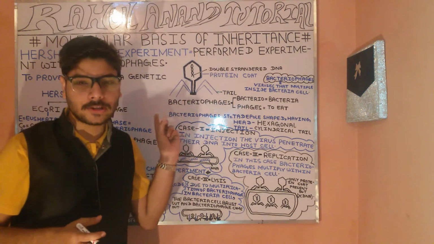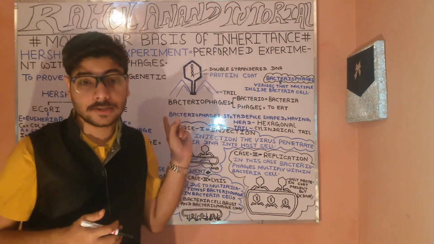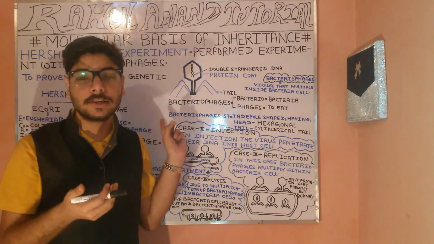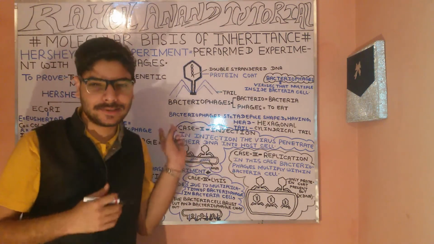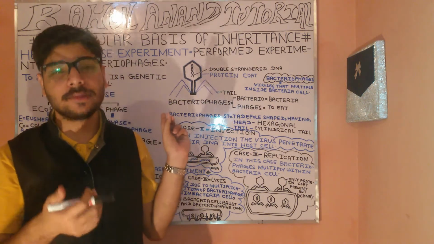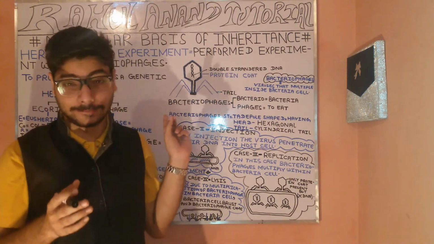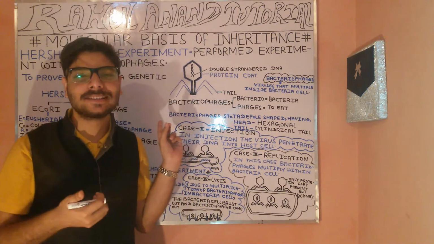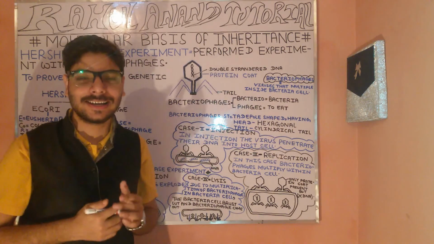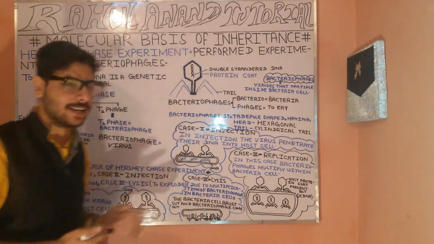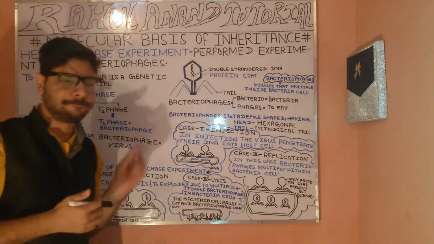Now, about E. coli, let's elaborate on the name. E stands for Escherichia, which is the genus. Then C stands for coli, which is the species. Then the R represents the strain, which is rough in structure, as you could find here on the board.